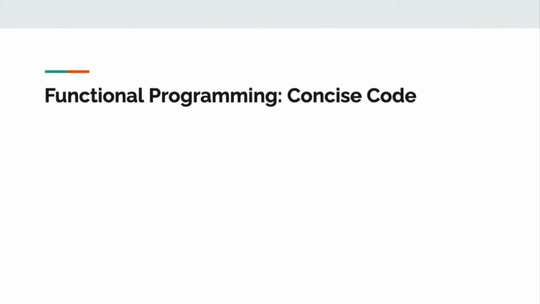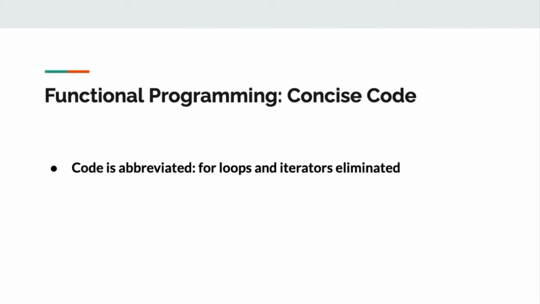Now, I mentioned concise code. So there are two aspects to concise code. The first is that the code itself is abbreviated so that you generally don't have to worry about iterators and for loops. The compiler would now have to worry about these, not you.